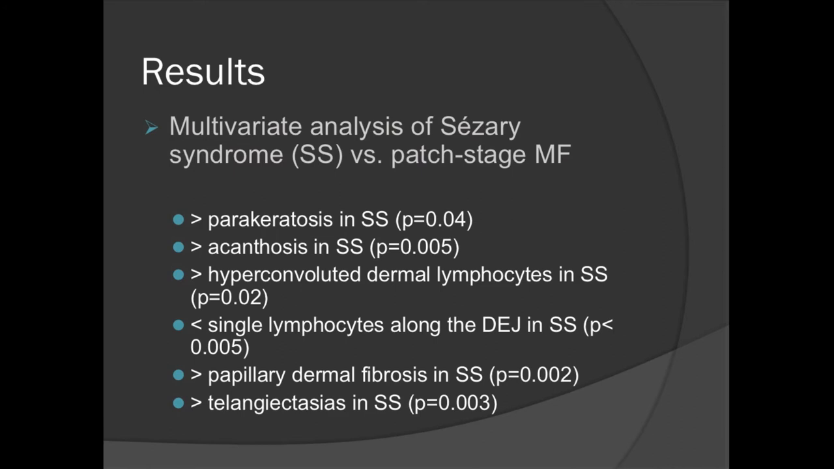There's more parakeratosis in Sézary syndrome. Yeah, great. What's that going to do for anybody? Oh, and there's also more acanthosis. That's good. The epidermis is thicker. But if you look, the real problem is when you move down the list here, single lymphocytes along the dermal-epidermal junction, it's less in Sézary syndrome. Hyperconvoluted dermal lymphocytes. What does this mean? The cells that are so epidermotropic have lost their epidermotropism. So all of the criteria we use histologically to make a diagnosis of MF are gone. They're not there anymore. That's why the patients are sick, presumably.